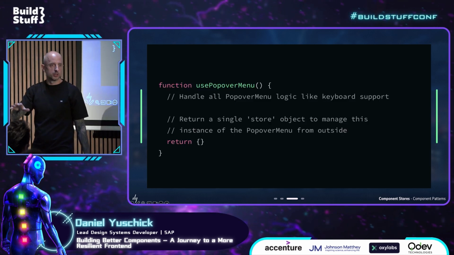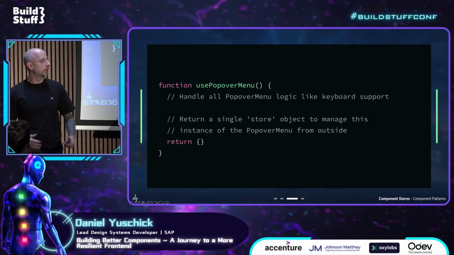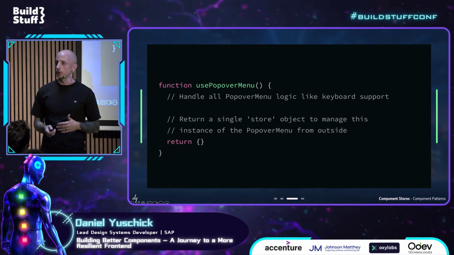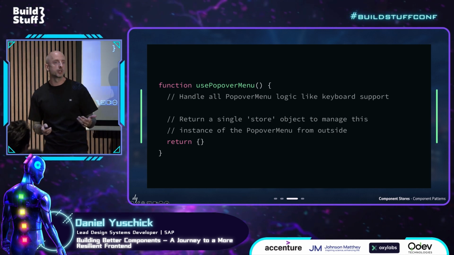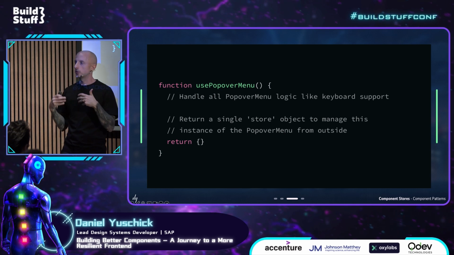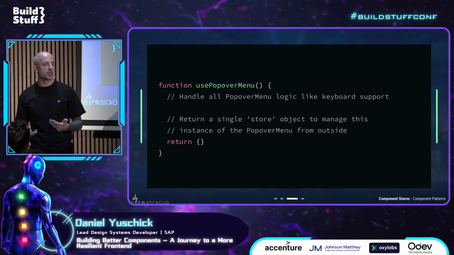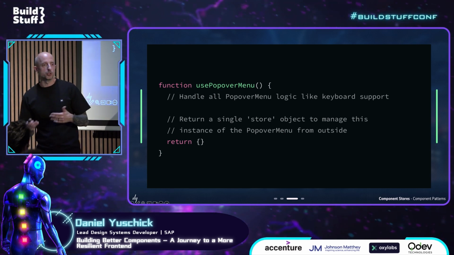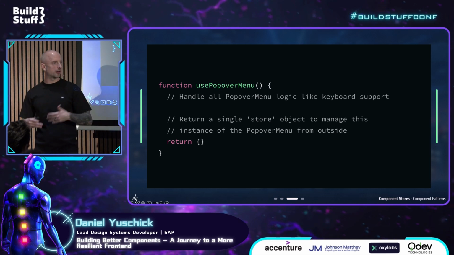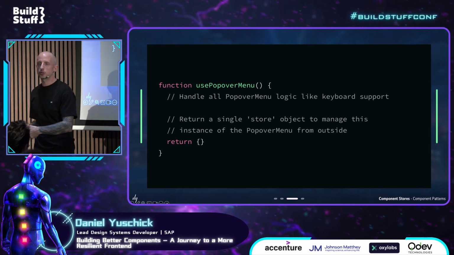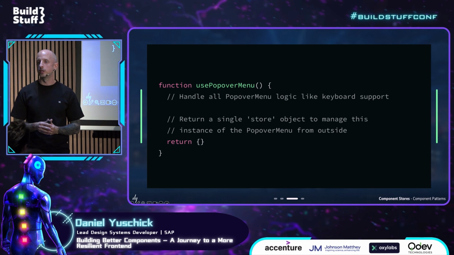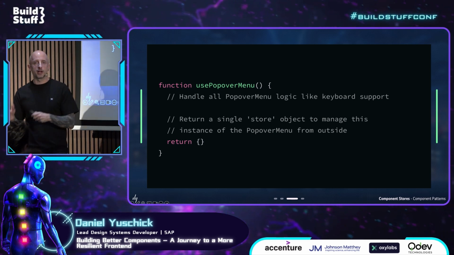How this can look: we have a usePopoverMenu hook. And inside of this, we might do things like handle the keyboard navigation to make sure that once you open the popover menu, focus goes to the first item. You can have keyboard support. You hit escape to close, your focus goes back to the trigger element. Right? We can handle all of that functionality in here.